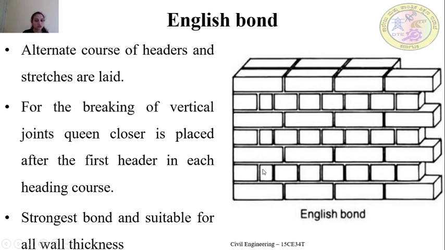Next to the header course, we are utilizing the queen closure, and the rest of the course has been laid by the header facing. Okay, and English bond is one of the strongest bonds, and it is suitable for all wall thicknesses like 1 brick, 1.5 brick and 2 brick.